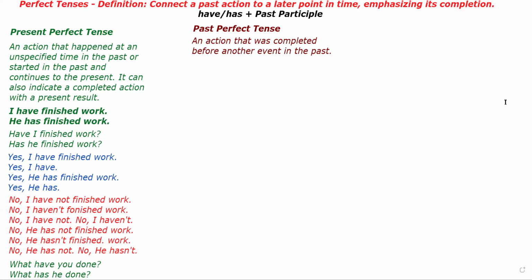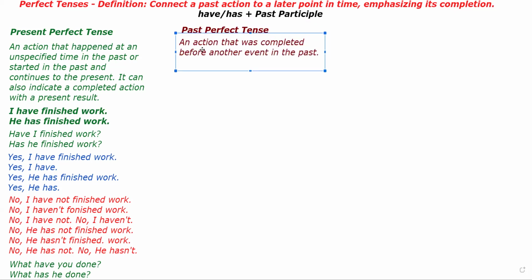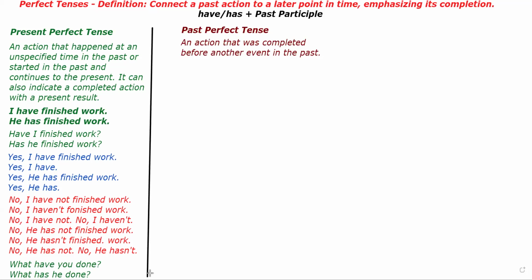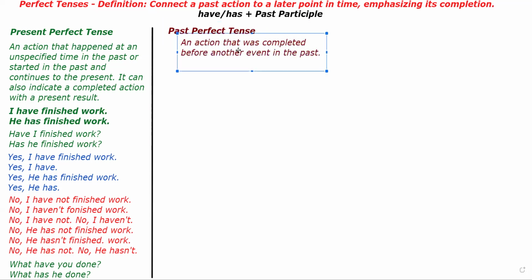For example, here we're gonna go a little longer just so that you have the general idea. Let's put a little divider here first of all. Okay, very good. So the past perfect tense is an action that was completed before another action in the past.